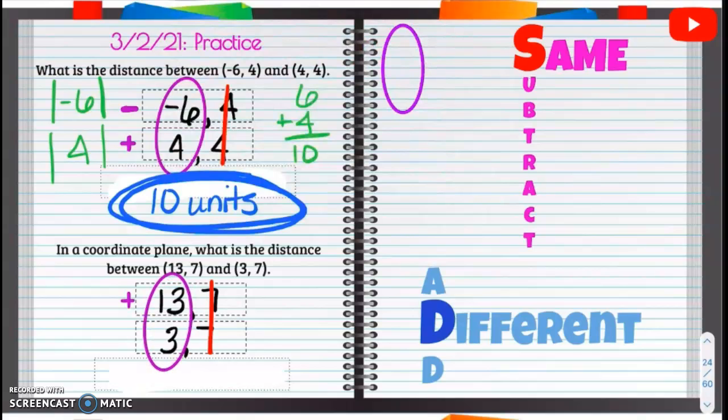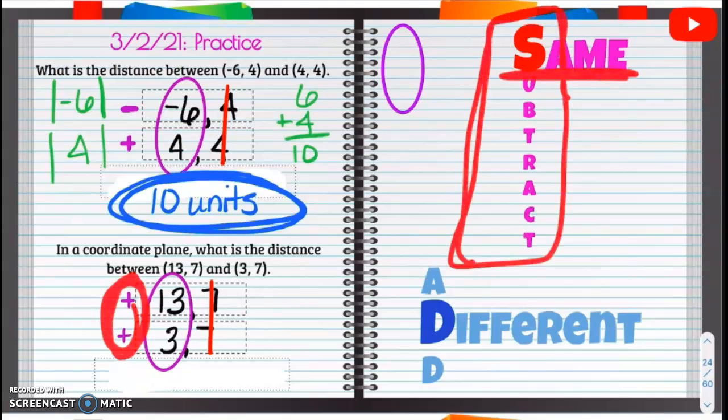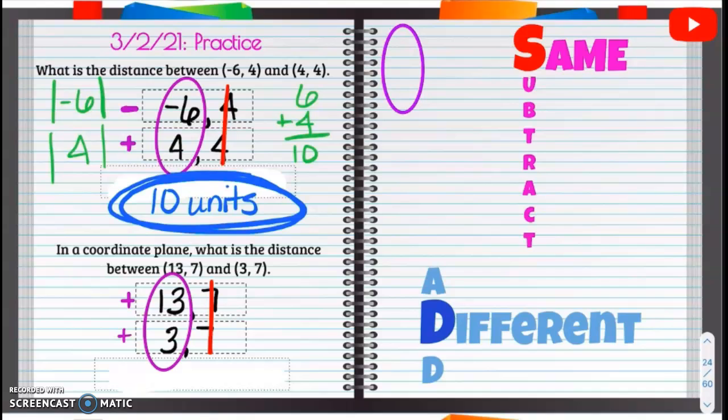13 is a positive number. 3 is a positive number. Oh my goodness, they're the same sign. If they're the same sign, guess what we're going to do? Subtract. So if they're the same sign, we're going to subtract. So we're going to take the absolute value of 13 minus the absolute value of 3. So 13 minus 3 is just going to be 10.